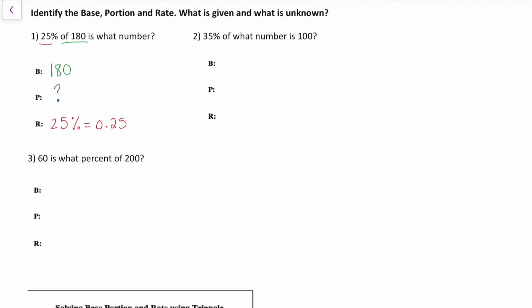Okay, so I want you to pause the video and try questions 2 and 3 there, just pointing out what's the base, what's the portion, what's the rate. You don't actually have to solve the question at this point, and then start up the video again when you're ready.